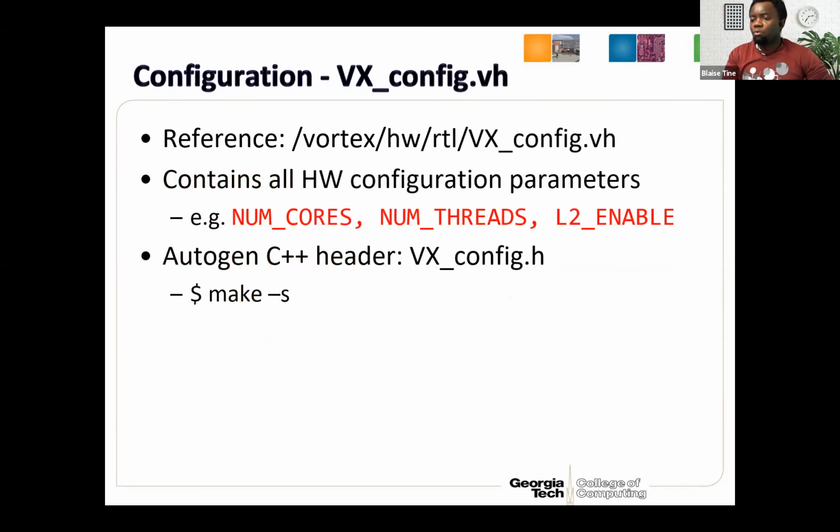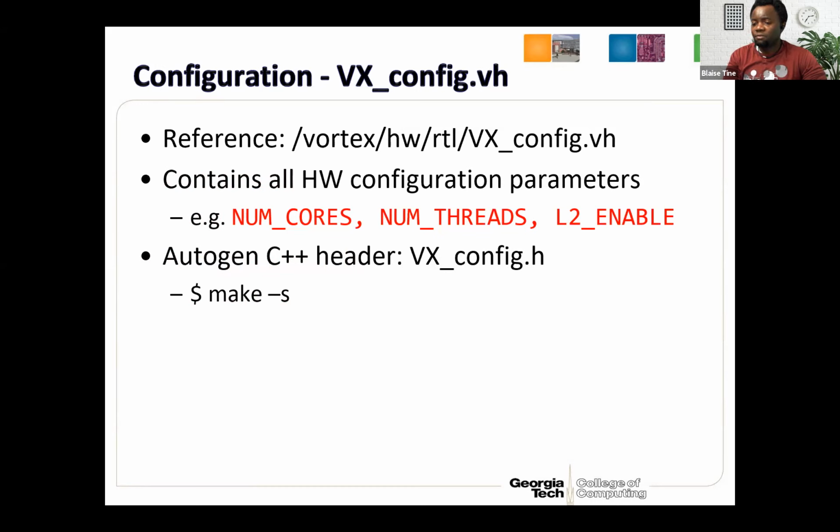Now we'll be talking about how we configure Vortex. In the hardware folder, we have a file called VX_config.vh. This is maybe the most important file in the code base because it is used by the hardware, by the runtime, and also by the software, by the simulator, and also by the driver. It's used by pretty much every single component in the code base. This file is a very long header file, and inside this file, we define many of the parameters that are used to configure the processor.